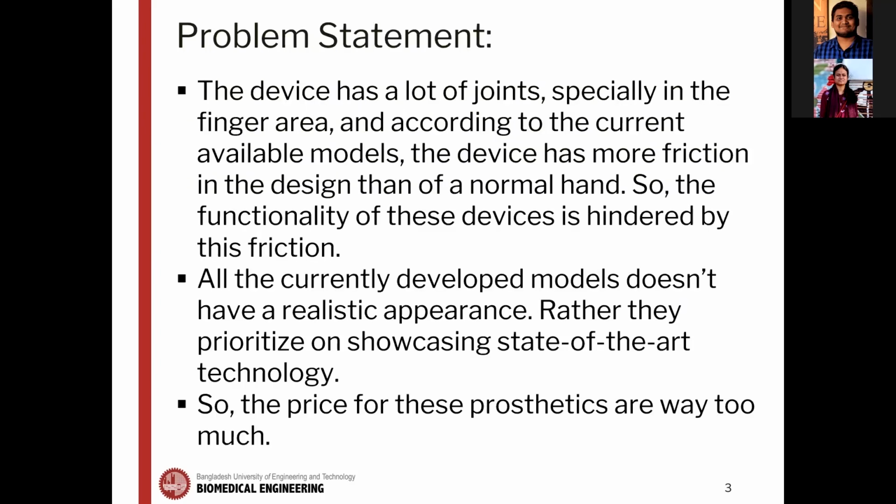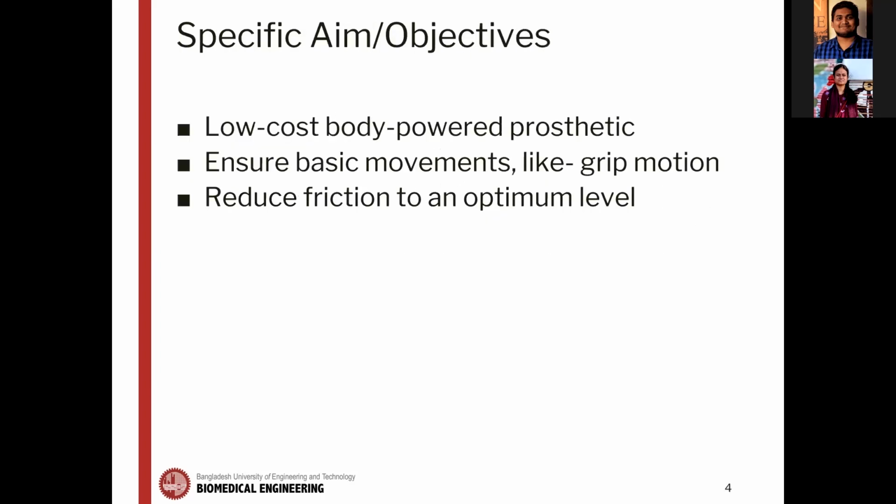Current body-powered prosthetic hand has lots of joints, especially in the finger area, which create a lot of friction than normal hand. Also, current model mainly focused on showcasing state-of-the-art rather than affordable price.